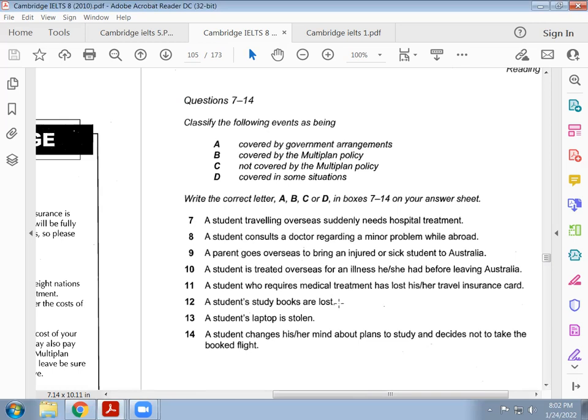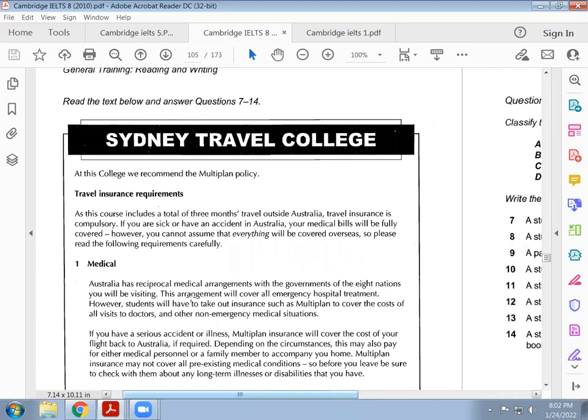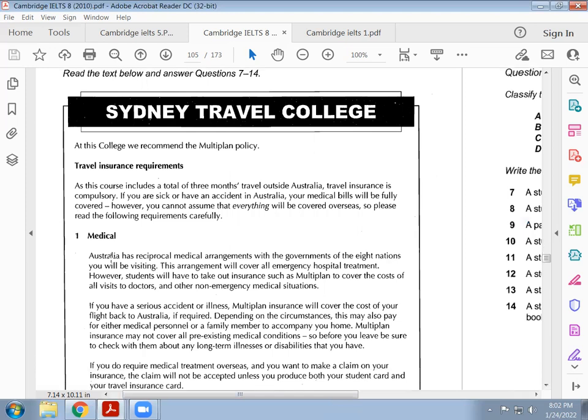Okay, so our first question is, a student traveling overseas suddenly needs hospital treatment. Who will cover it? Whether it will be covered by government, by multi-plan, not covered by multi-plan, or covered in some situations. If a student who is traveling overseas suddenly needs hospital treatment, logically it should be in the medical section.